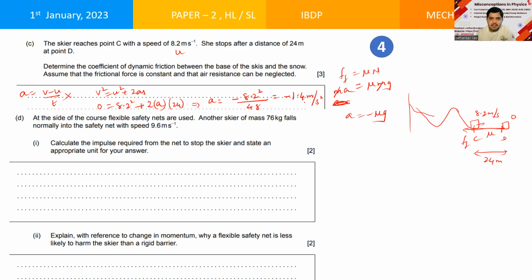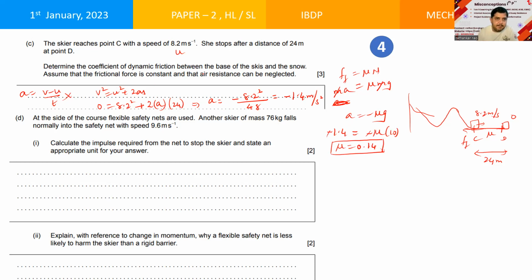Now we already got the value of a, which is minus 1.4, is equal to minus mu times g. What is the value of g? 10. Let me substitute 10 here. So this negative and this negative go away. So therefore, A, which I have calculated here, I've taken it here. And thus your value of mu is equal to 0.14. Right? The value of mu is equal to 0.14.